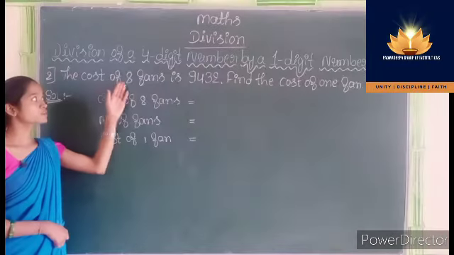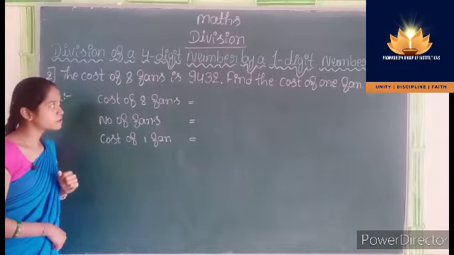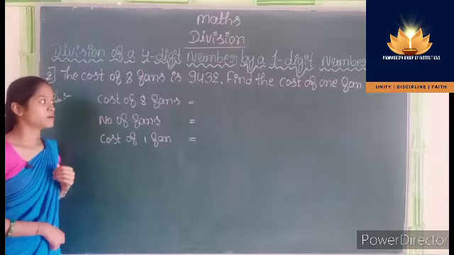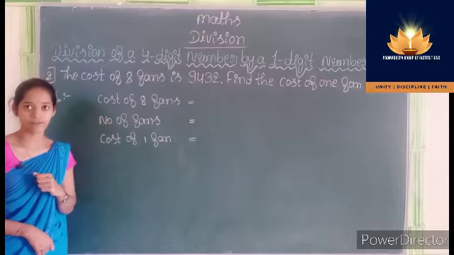The cost of 8 fans is 9432. Find the cost of 1 fan.